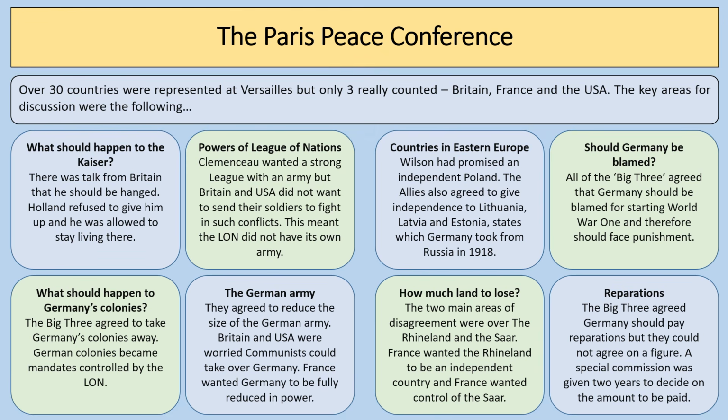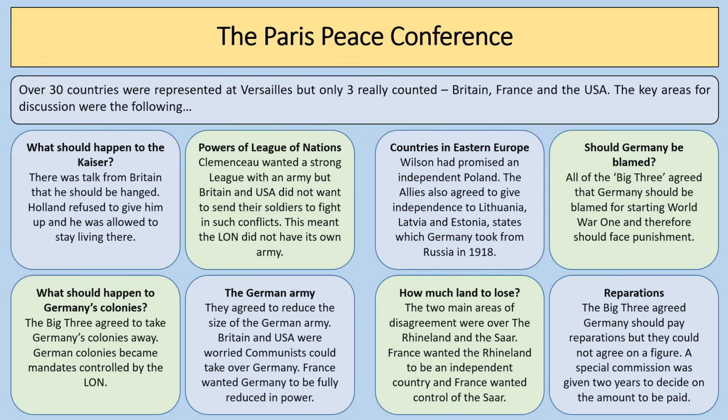In terms of land lost, obviously Germany is going to lose land as a result of the Treaty of Versailles, but the main disagreements were over the Rhineland and the Saar. Now, the Rhineland is that area on the border of France to the west of the River Rhine, and the Saarland, again, is a border area with France, which contained a number of important industrial coalfields. France wanted the Rhineland to be independent, and France also wanted control of the Saar.